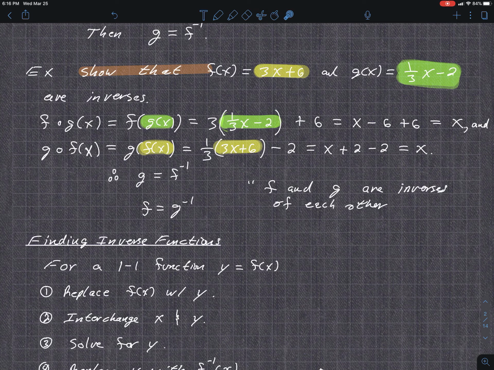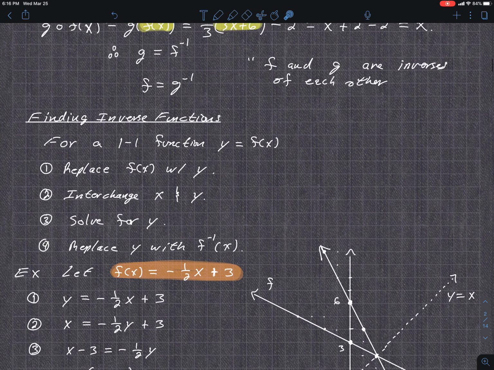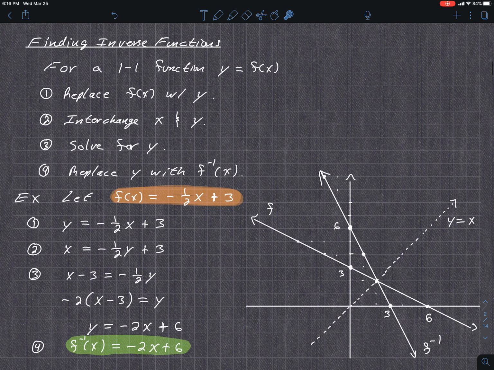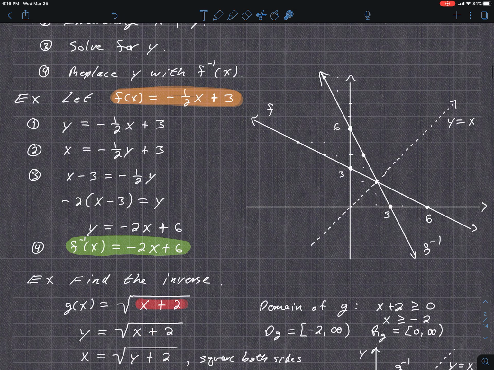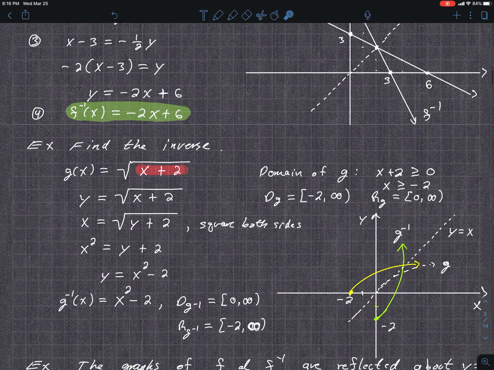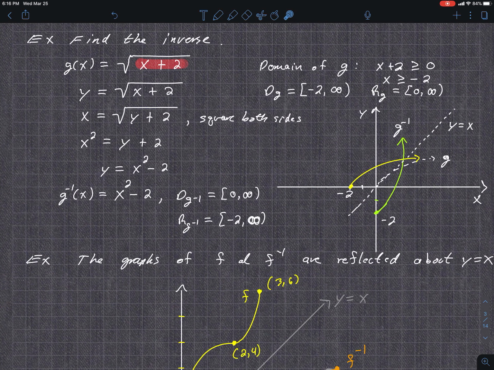So to show functions are inverses, you do that composition. You compose them together and you get X in both cases. This was a simpler case, and we did some more cases later. Finding inverse functions is the other piece to it. So this is a process you'll need to be able to do. You basically do all that, and then go through your examples again, 1, 2, 3, and then you state that's F inverse. And this one is a little more tricky.